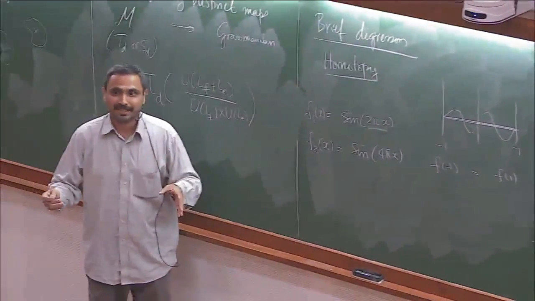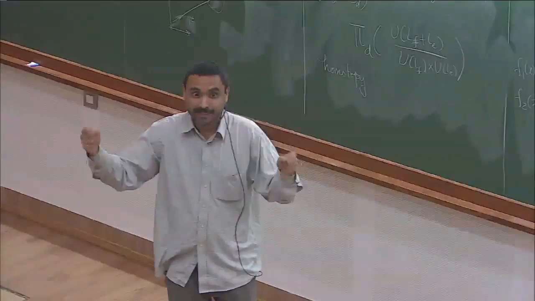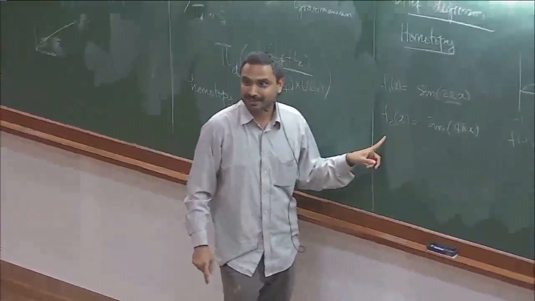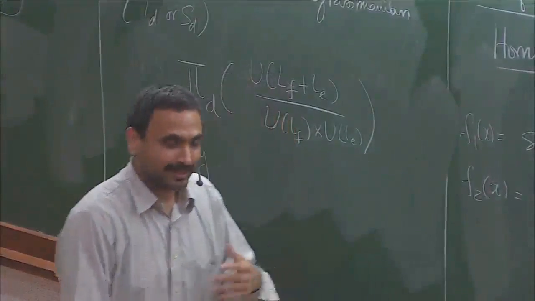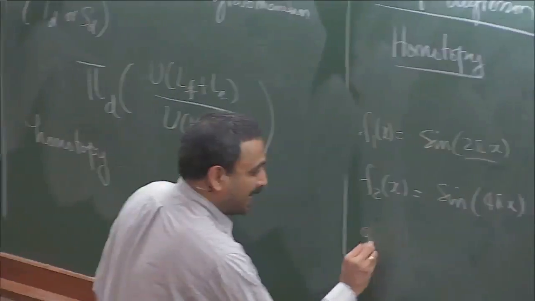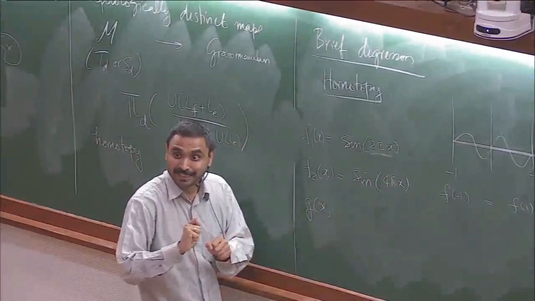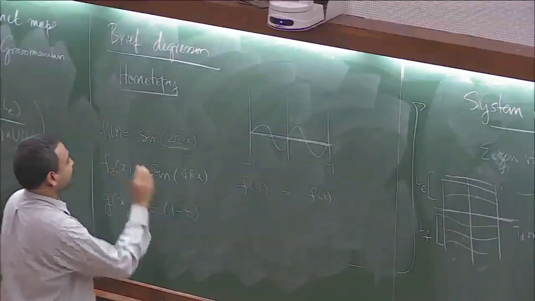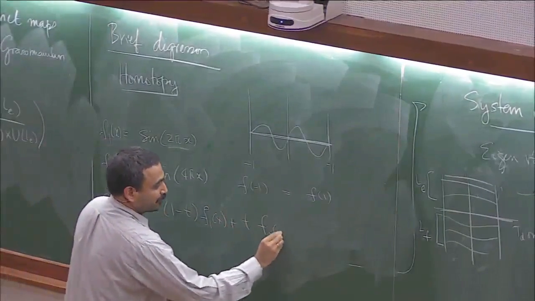What do I mean by that? I can smoothly deform, while keeping the periodicity, this function to that function, right? Without breaking anything. How do I see that? I define another function, g of x, with a parameter t which tells me the deformation: g(x) equals (1 minus t) times f1 of x plus t times f2 of x.